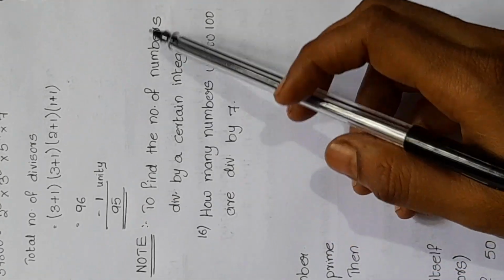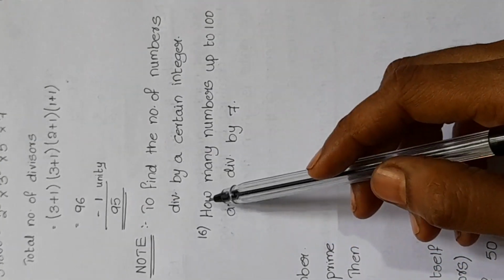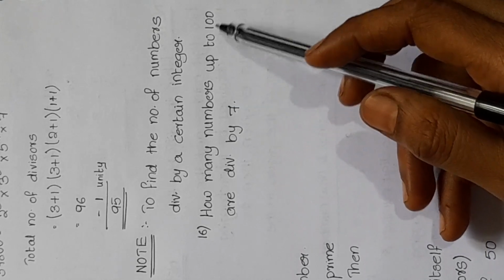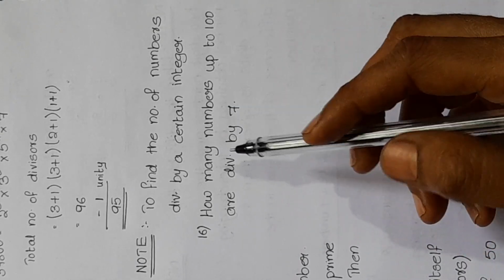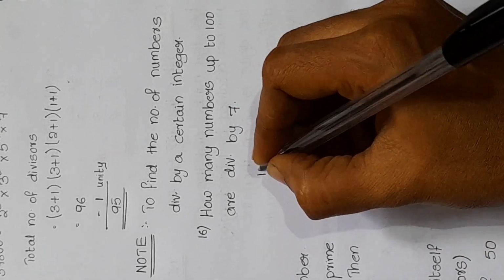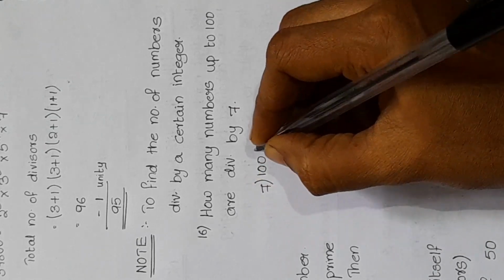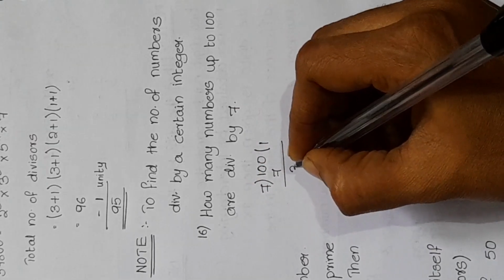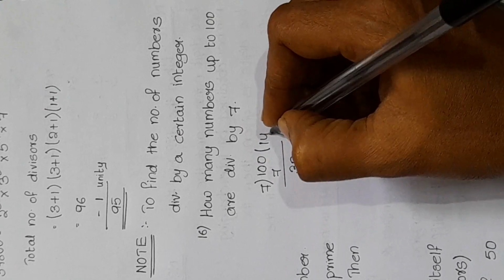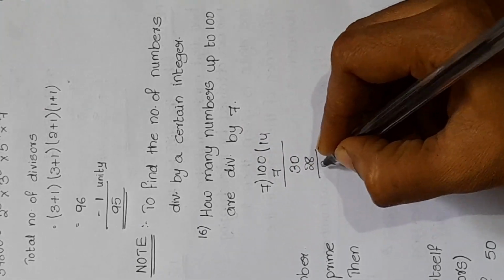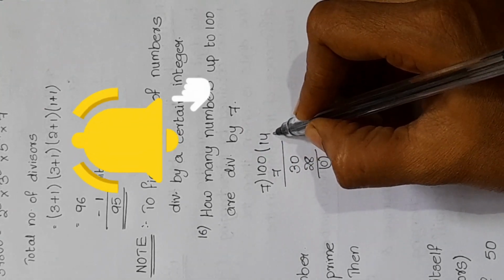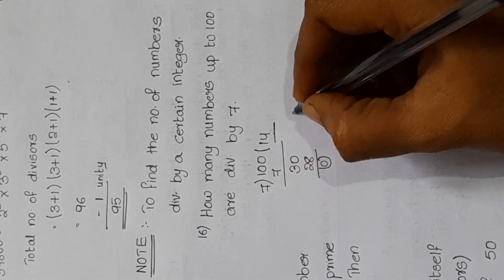Another model to find the number of numbers divisible by a certain number. 16th question. How many numbers up to 100 are divisible by 7? We can get this by dividing 100 with 7. 7 ones is 7. We get the remainder as 3. Take 0. 7 fours are 28. So the number of numbers divisible by 7 up to 100 is 14, that is the answer.